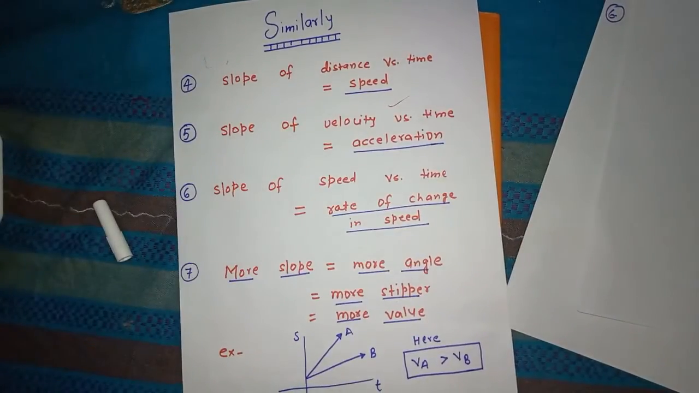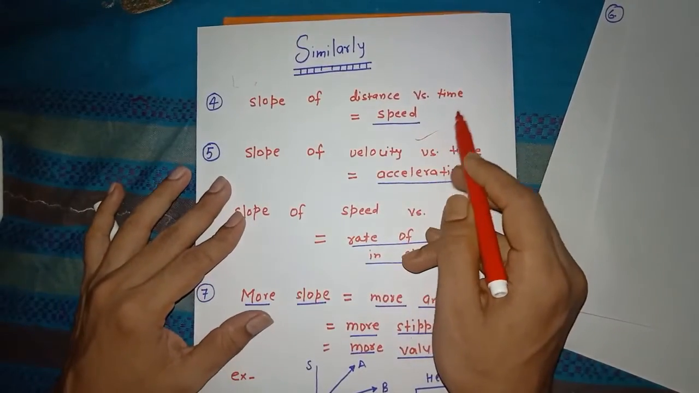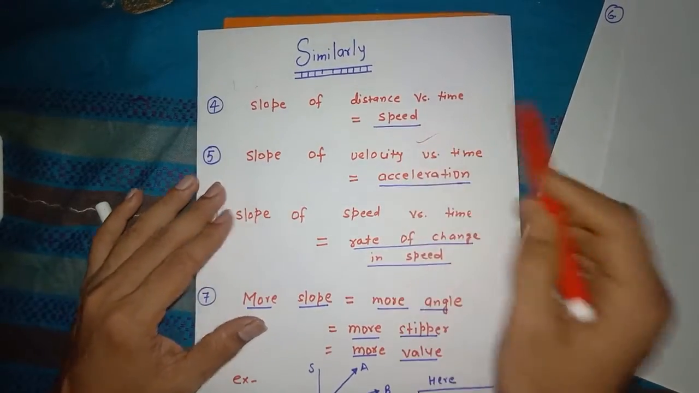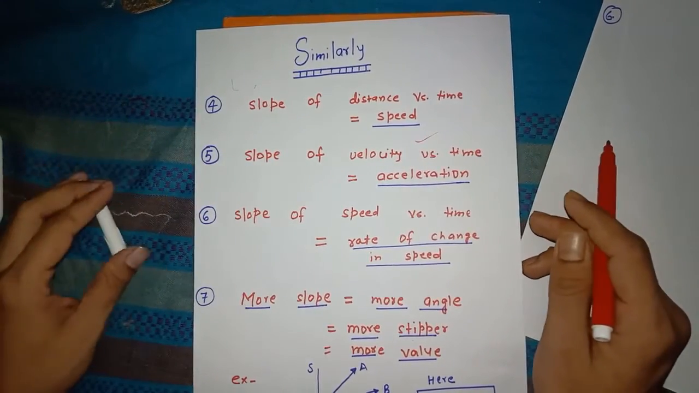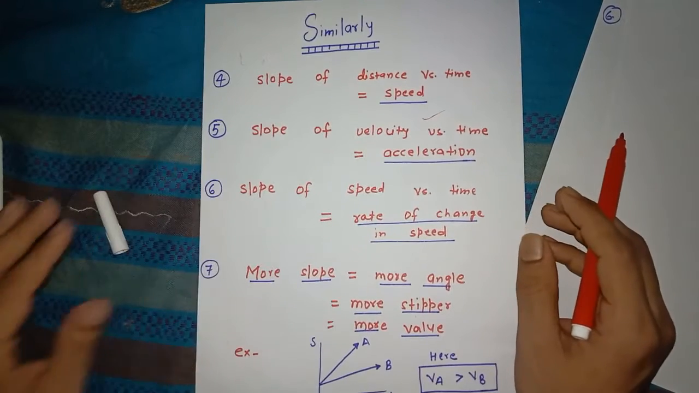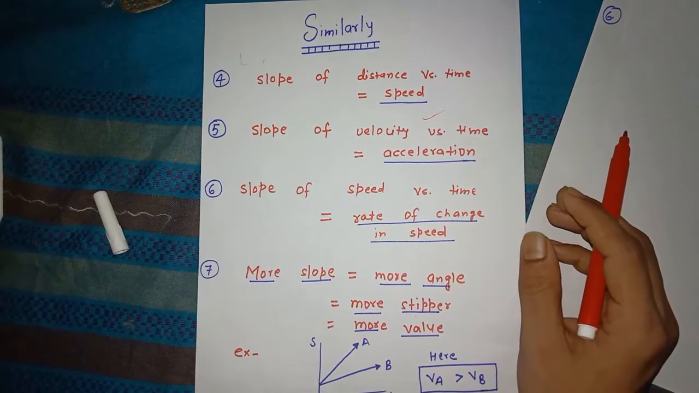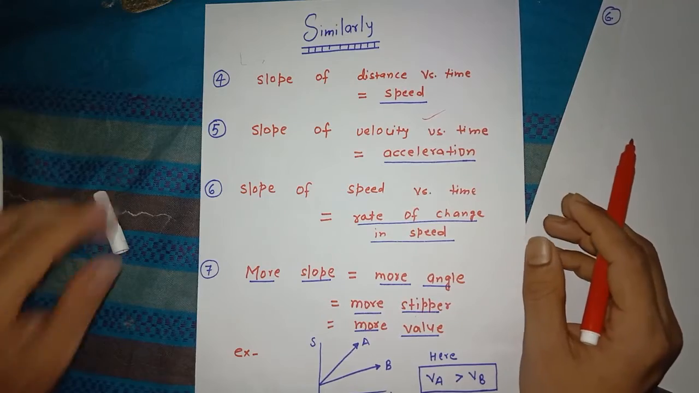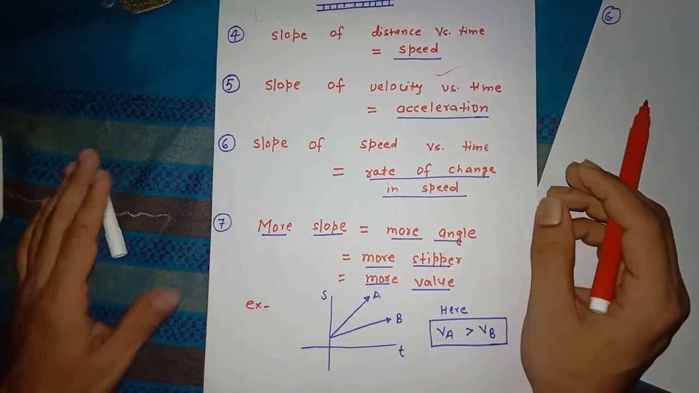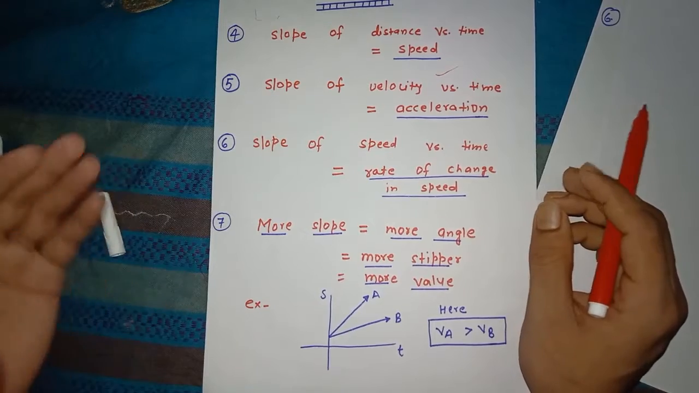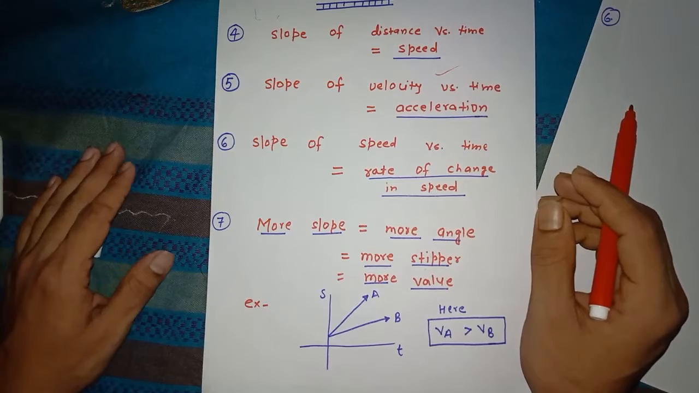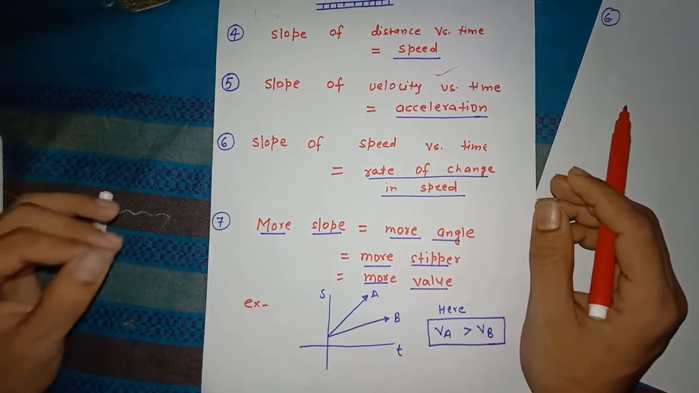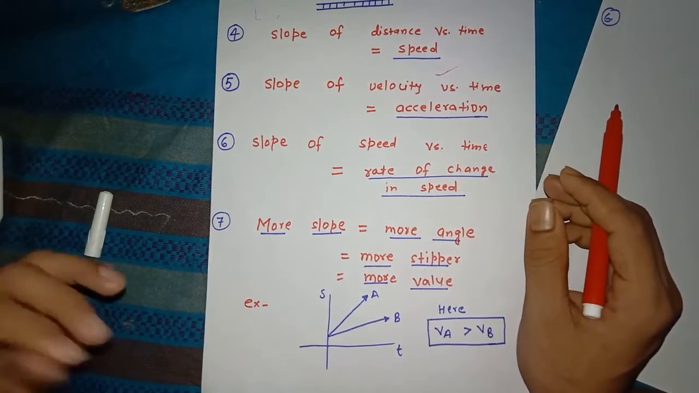Similarly, you can observe by yourself that the slope of the distance versus time graph is speed, the slope of the velocity versus time graph is acceleration, and the slope of the speed versus time graph is the rate of change in speed. And you also observe that if the slope is more, that means the angle is more, and if the angle is more, the graph is steeper, and if the graph is steeper, then the value of the slope must be higher.